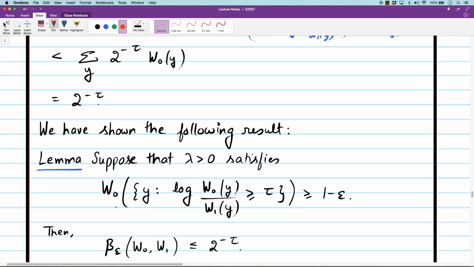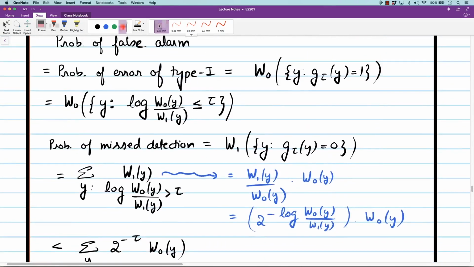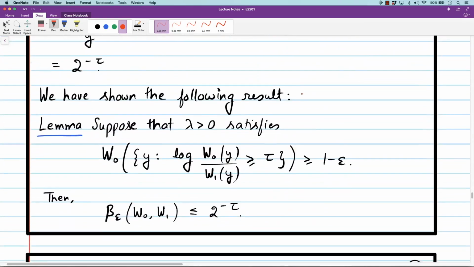This lambda, what it satisfies is that under W0, the probability of log likelihood ratio W0 by W1 exceeding tau is at least 1 minus epsilon. This will ensure that the probability of error of type 1 is less than epsilon. So the complement of this event is where this is greater than tau, and we want that event to have probability greater than 1 minus epsilon. So that's the condition that we impose here.